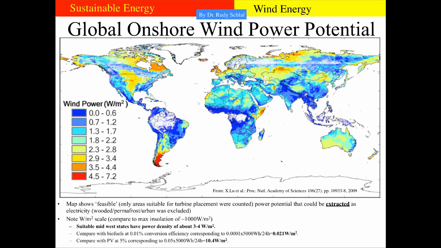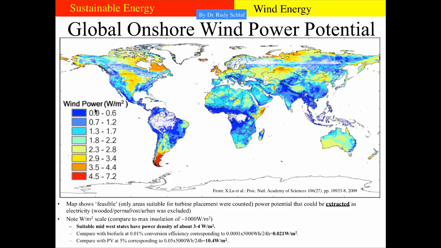Here's a map of the global onshore wind power potential. The scale goes from 0 to 0.6 watt per square meter to 4.5 to 7.2 watts per square meter. You see that there are vast areas that are blue, so there is not much to do with wind power. There are also some white areas. These are areas that were deemed unsuitable for turbine placement. So these are the rainforests, permafrost, and also urban areas were excluded in this study.